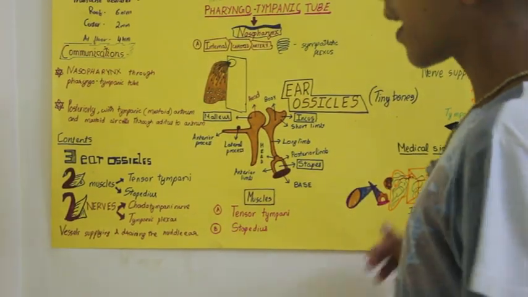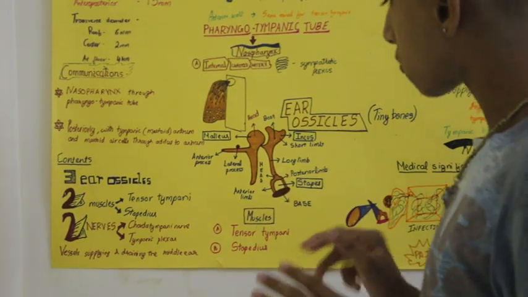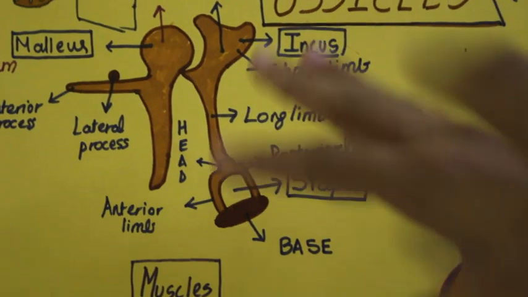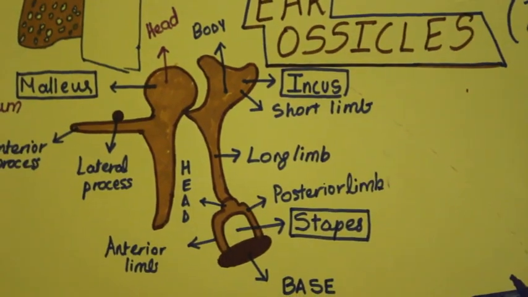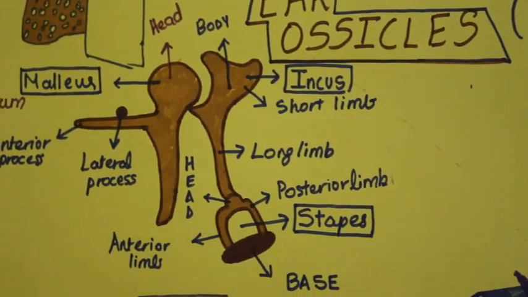The contents in the middle ear are 3 ear ossicles. You can see them here. I shall give a detailed explanation of these 3 small bones. They are the smallest bones in the body, and especially the stapes is the smallest bone. So these are joint connected to each other, and I shall explain these also. They are called ear ossicles, tiny bones.